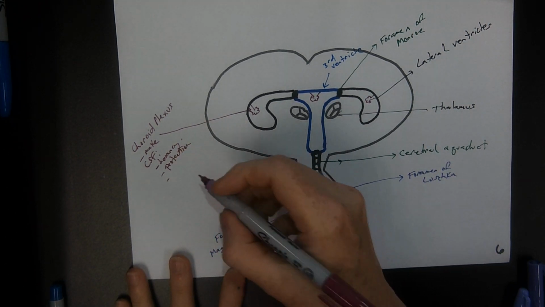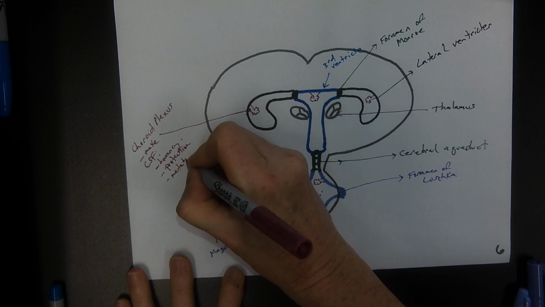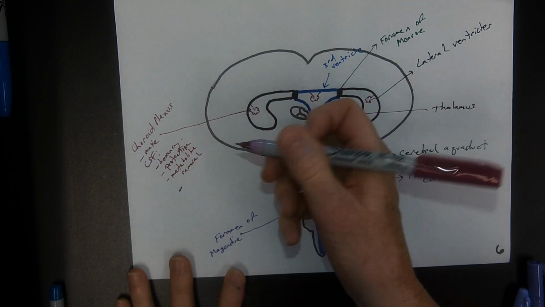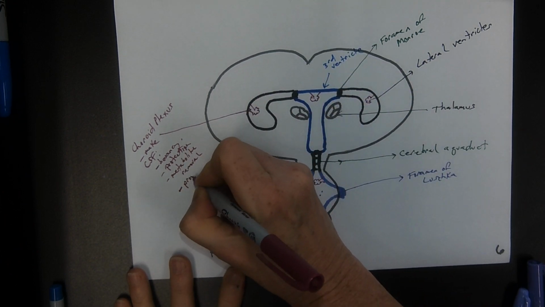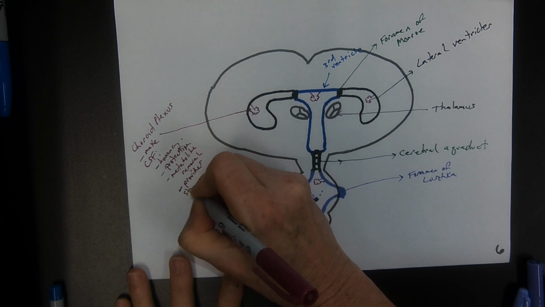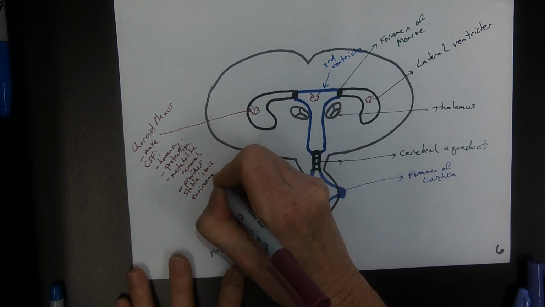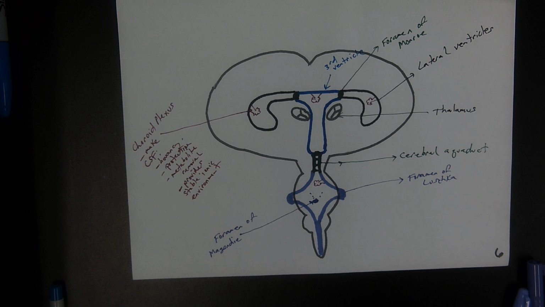It's involved in metabolite removal. And it provides a stable ionic environment. Okay, so those are the basic functions of the CSF: provide buoyancy, protection, metabolite removal, and a stable ionic environment. CSF itself has very little protein in it, and it should be acellular.